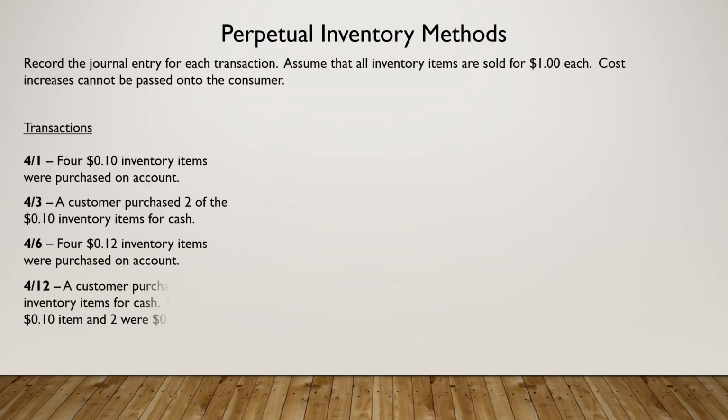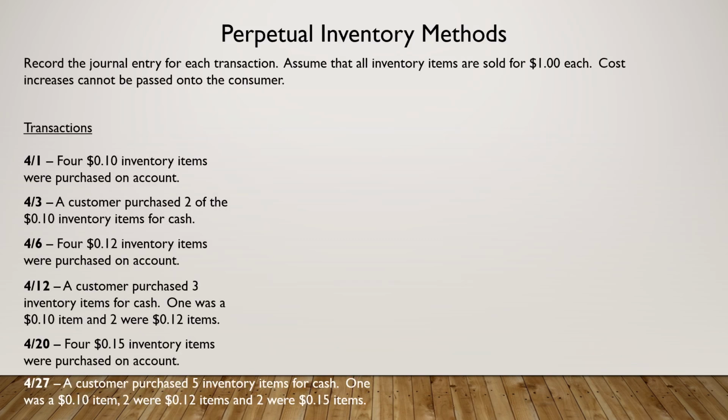Let's now examine the perpetual inventory method. If you'll turn to page 7 of the workbook, you'll see the following entries. Let's book these entries and determine the cost of inventory on hand using the specific identification method. Note that all inventory items are sold for $1 apiece, and this price will not change even if the inventory cost goes up.